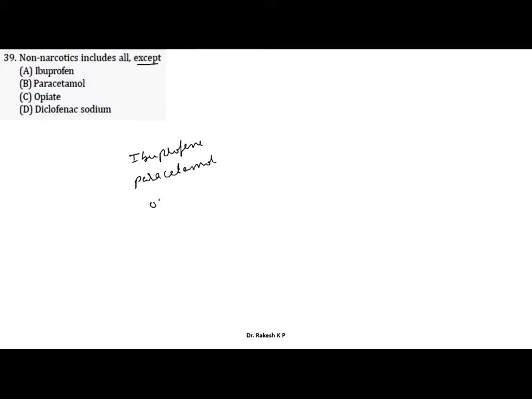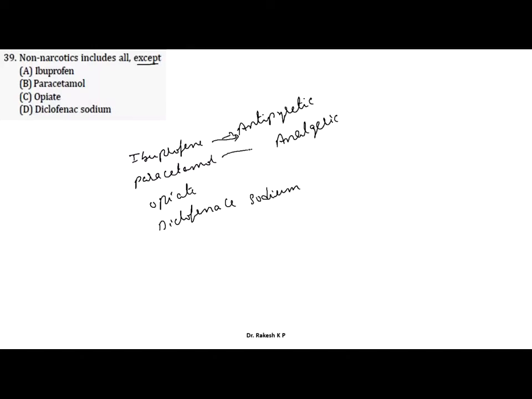And again we have the opiate, and also we have diclofenac sodium. See this one here. So we have to identify this one. Especially this one is the narcotic drug. The others act as antipyretic as well as analgesic. Antipyretic means the drug which is used to reduce the body temperature during fever. This relieves the pain. This also acts the same way. This also acts the same way.